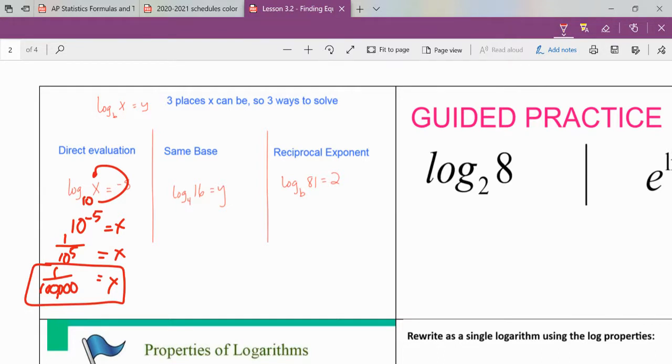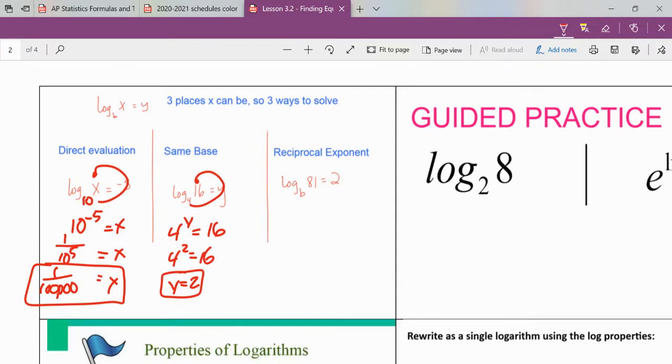Here, this is, again, probably just using the looping method. Let's go back through here. Let's say this is 4 to the y equals 16. And then looking at 4 to what power is 16? Well, 4 squared equals 16. So y equals 2 in this case.